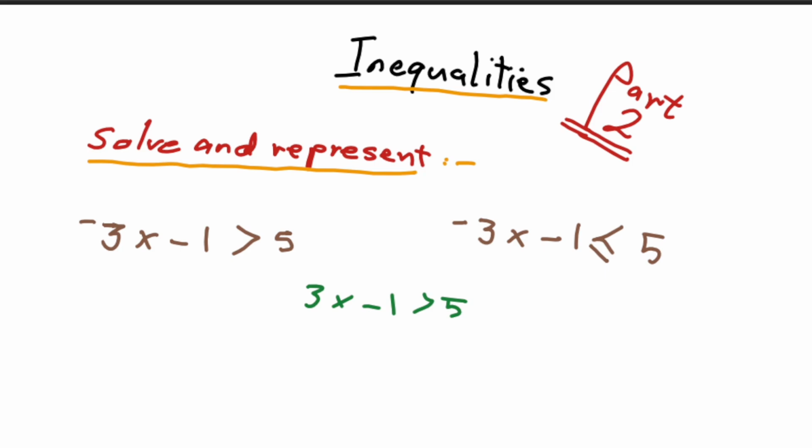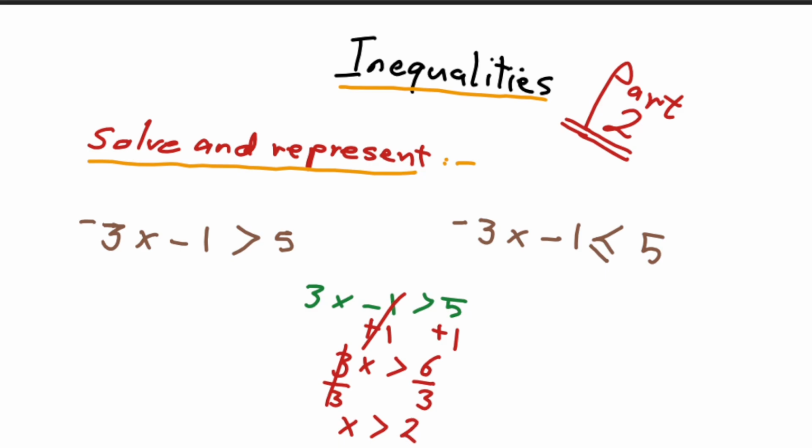So here we did plus 1, and then we cancel that. On the left side, we have 3x is more than 5 plus 1 is 6. And then we divide it by 3. And then we got x is more than 6 divided by 3 is 2. Now that's how we solved it.